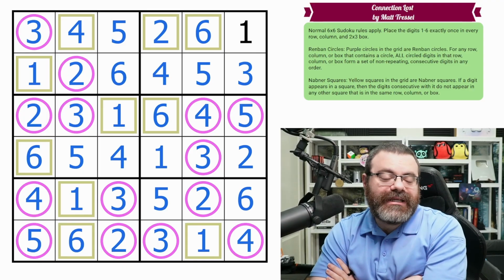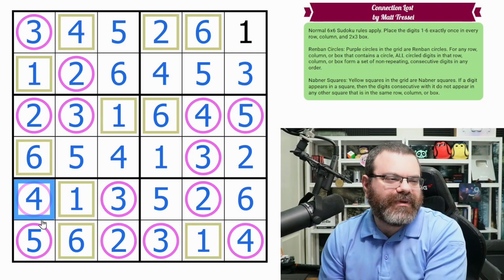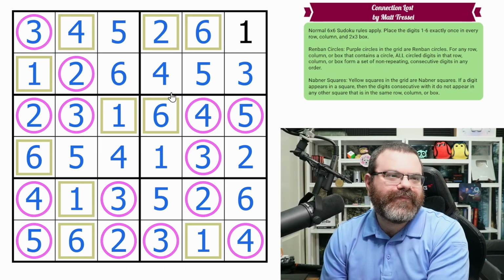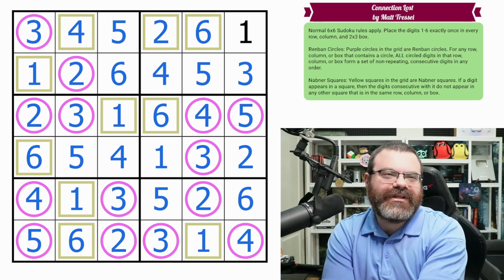Yeah, there were some neat initial deductions too. All this row, this column, this row, this box, forcing the 1, 6 into the Nabner. That's pretty neat. And then this one, this is classic Nabner. This 1 forced this to be 2, 4, 6. Cool. Anyway, by the way, Nabner is Renban backwards, if you didn't notice.